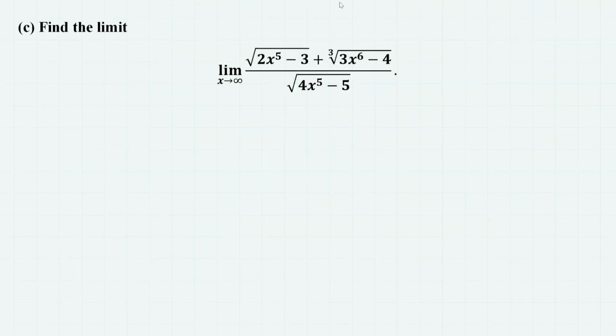For this last limit, we can do the same. If we compare the degrees, we have degree x to the power of 5 over 2 and degree x to the power of 5 over 2 in the denominator. And for this part, because of this cube root, the degree is x to the power of 6 divided by 3, which is 2. Therefore, the highest degree is x to the power of 5 over 2, but this part does not contain x to the power of 5 over 2 term.